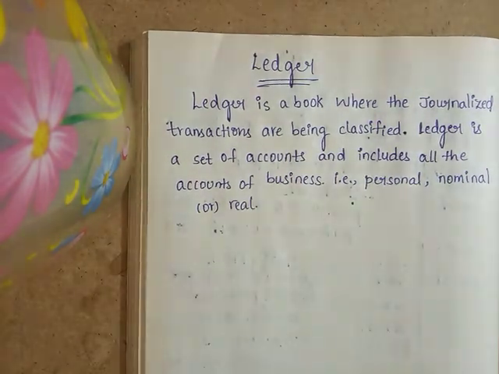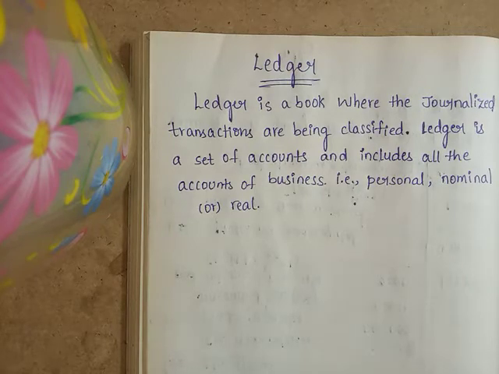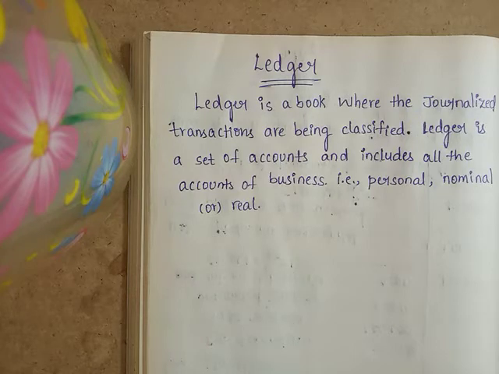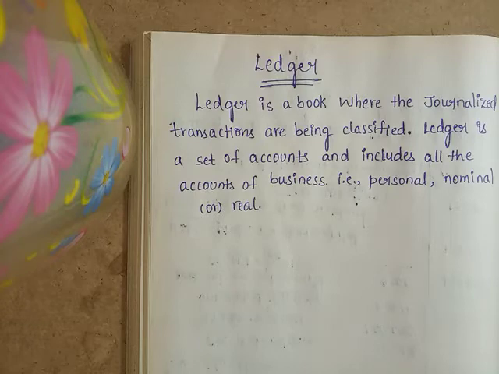So how many types of accounts will be there? Here we have two types of accounts. One is personal account and the second one is impersonal account. Under the personal account, we prepare the accounts relating to persons, and under the impersonal accounts, again we have two types: real account and nominal account. Under the real account, we prepare the accounts based on the assets. Under the nominal account, we prepare the accounts on the basis of expenses, losses, incomes, and gains.